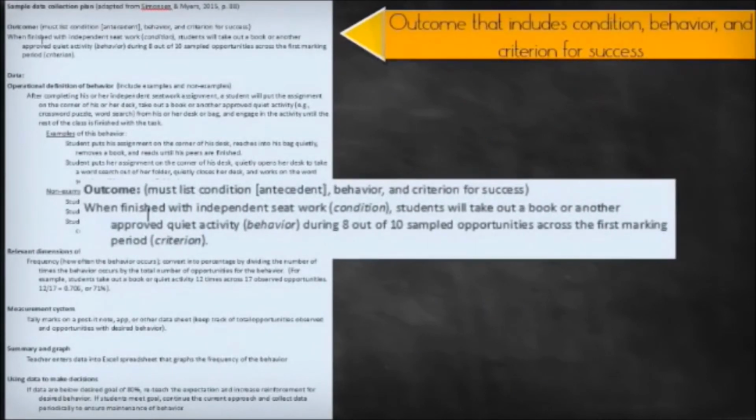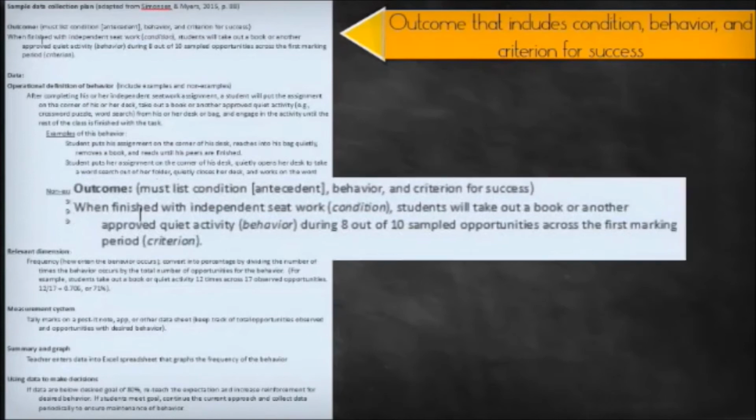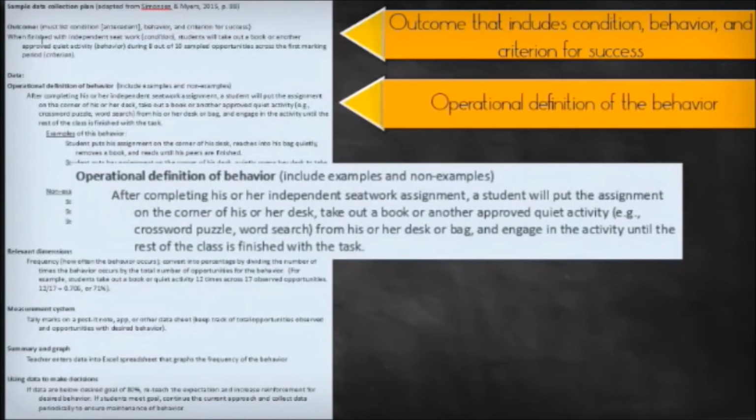Let's look at an example of a sample data collection plan. In this data collection plan, the outcome is as follows. When finished with independent seat work, students will take out a book or another approved quiet activity during 8 out of 10 opportunities across the first marking period. Then, we have an operational definition of the behavior.